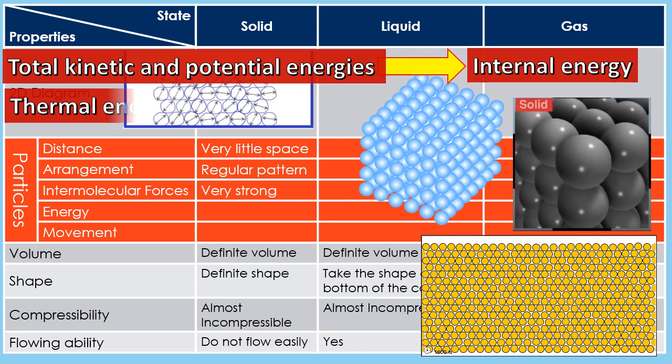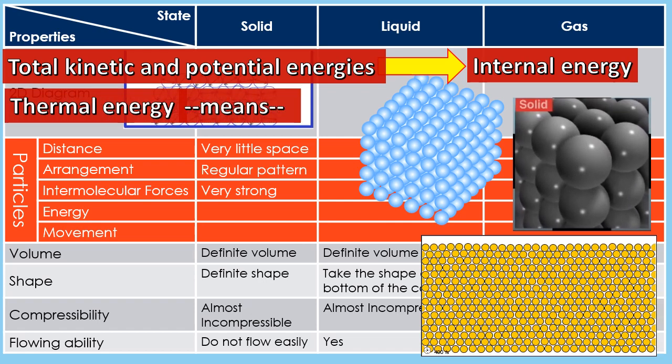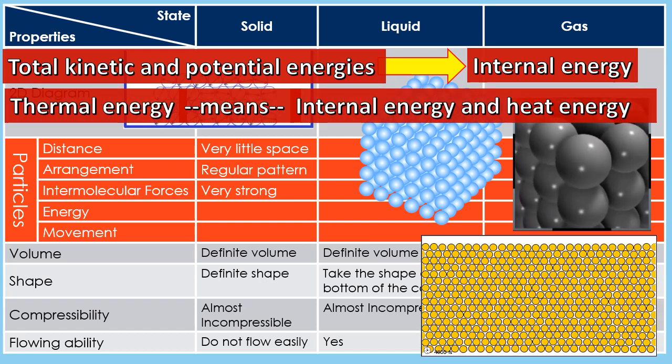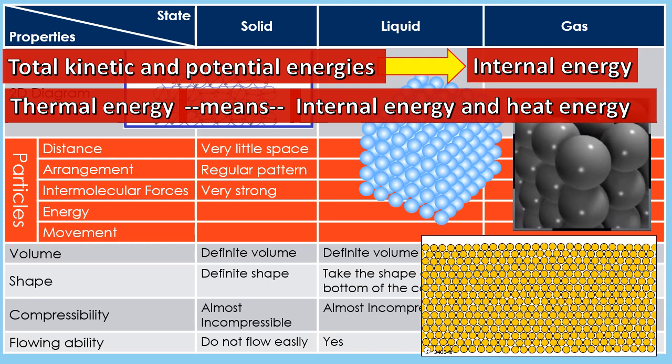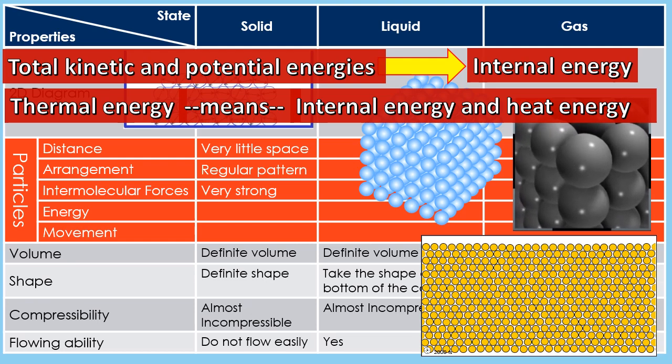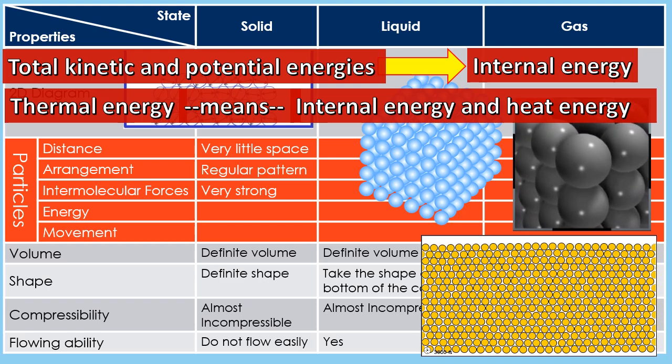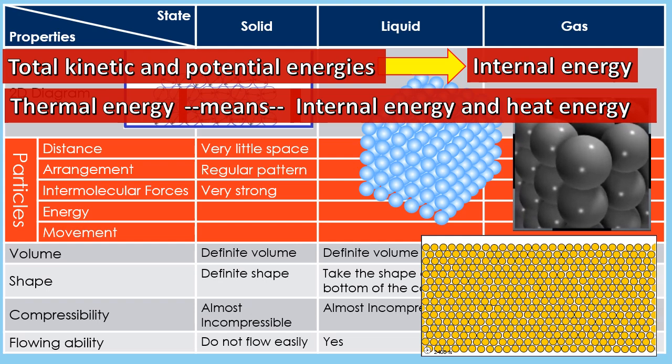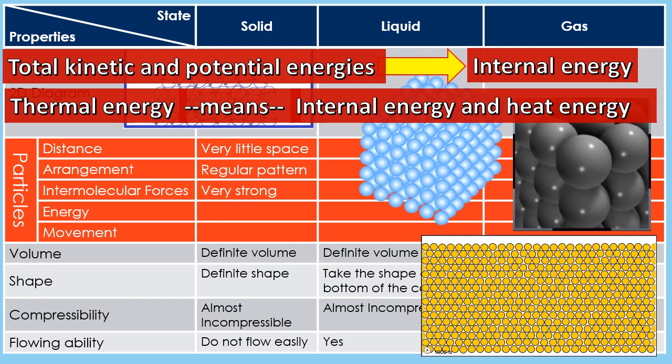In fact, the term thermal energy is often used to mean both internal energy and heat energy. Solid matter has the least amount of potential energy because its particles are so close to each other. They also have the least amount of kinetic energy because they just vibrate around their fixed position. Because of this, we can say that the energy of solid matter particles is low, and that their movement is to vibrate.